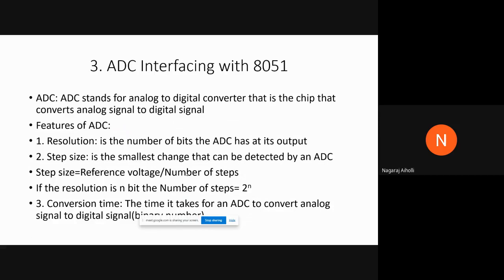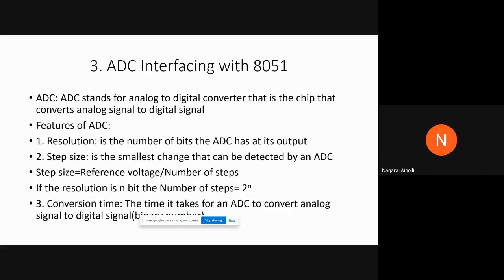If the resolution is n bit, then the number of steps is given by 2 raised to n. That is, if the ADC has n bit output, number of steps is given by 2 raised to n. And the step size is given by reference voltage divided by number of steps.